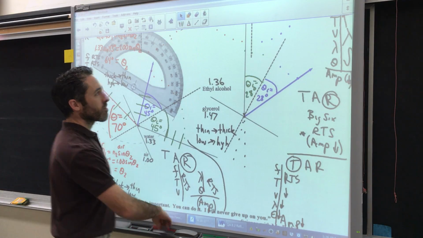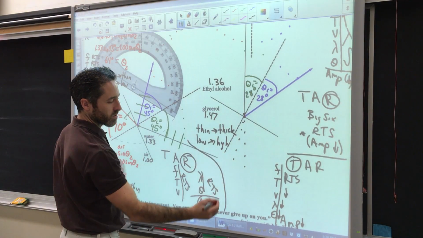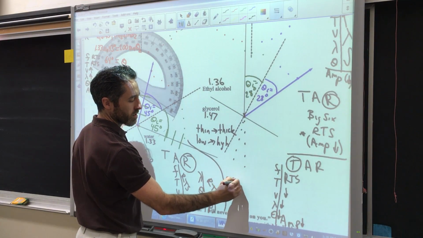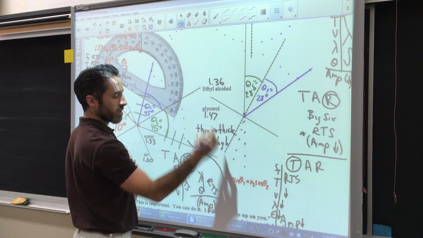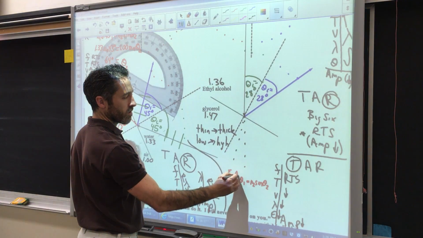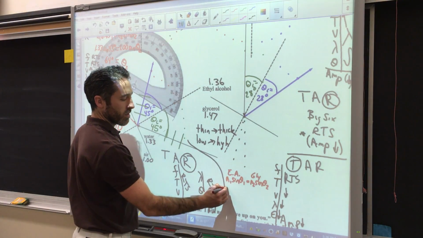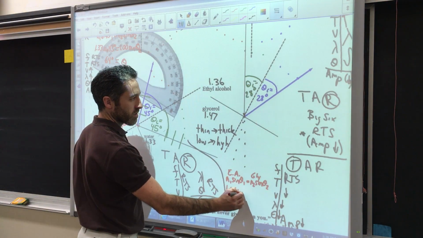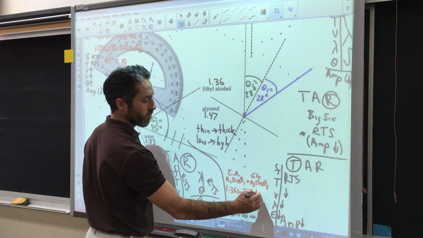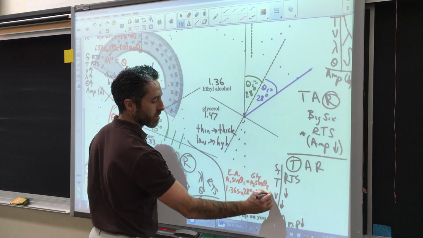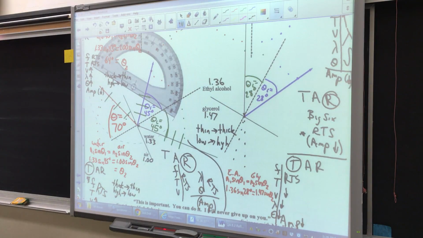Now it's just time to do the grunt work. Run the calculation. There's not too much space. We could squeeze it in right here. N1 sine theta 1 is N2 sine theta 2. We'll make this one ethyl alcohol, and over here will be the glycerol. So then when we plug in 1.36 sine 28 degrees equals 1.47 sine theta 2. Solve this, theta.